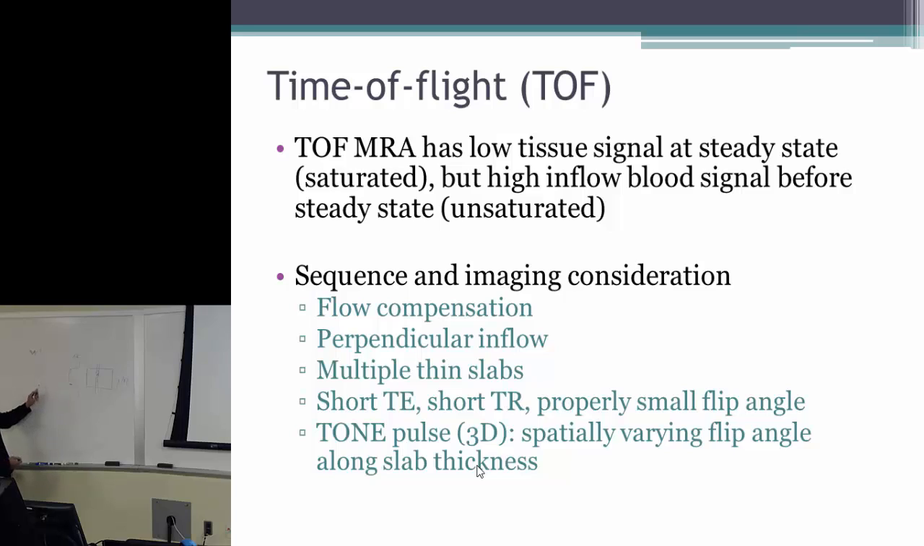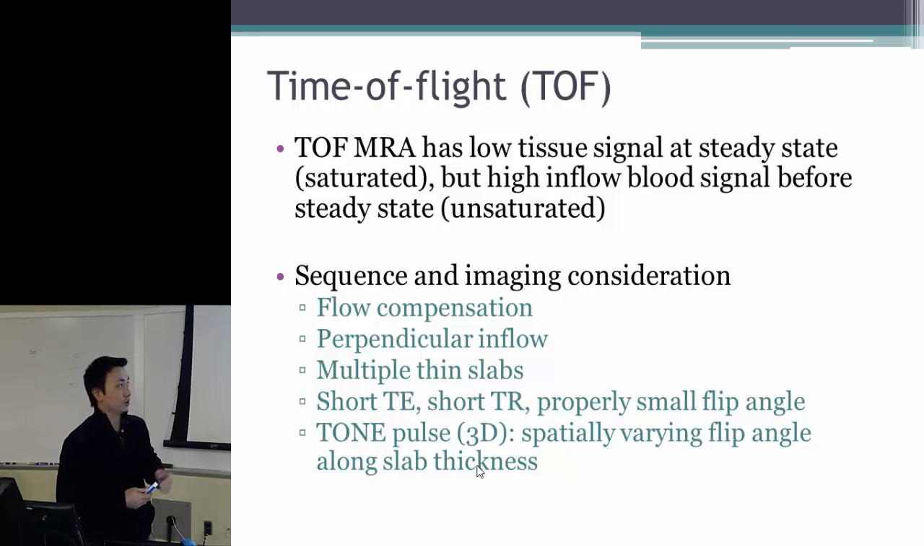So that means that when the blood first flows into the slab, it will see a higher flip angle. And as the blood flows further into the slab, it will see a smaller flip angle. That means the blood will reach a steady state at a slower pace. So when the blood reaches a certain depth of the slab, it will be less saturated than using a normal sinc RF pulse.